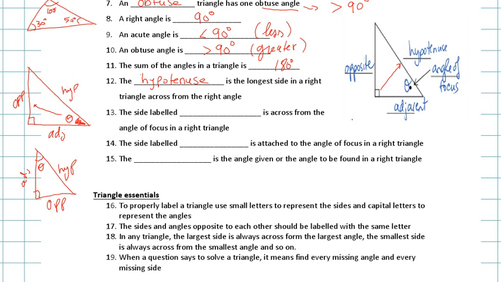So the side labeled opposite is across from the angle of focus, and the side labeled adjacent is attached to the angle of focus in the right triangle. Yes, with a C-E and T. And the angle of focus, you might hear me sometimes say the angle of interest. It means the same thing. Focus, interest, same business.